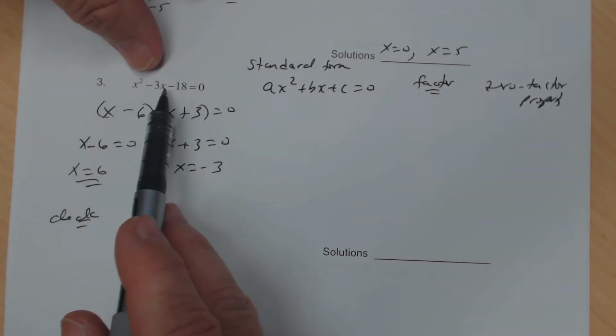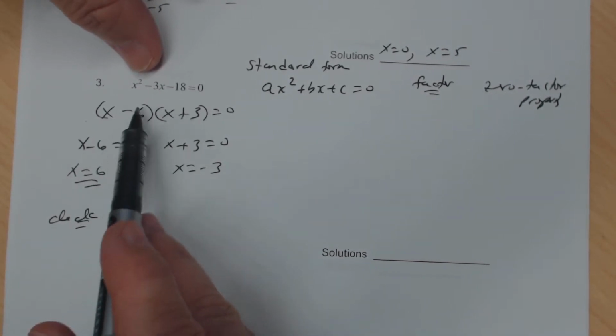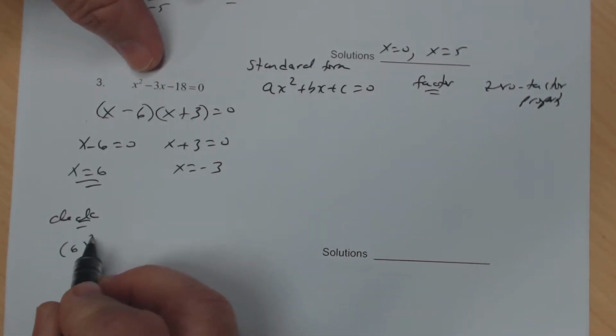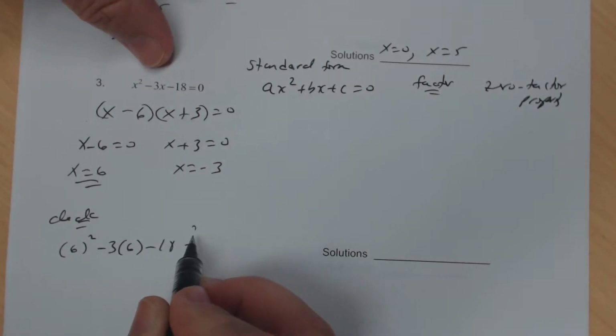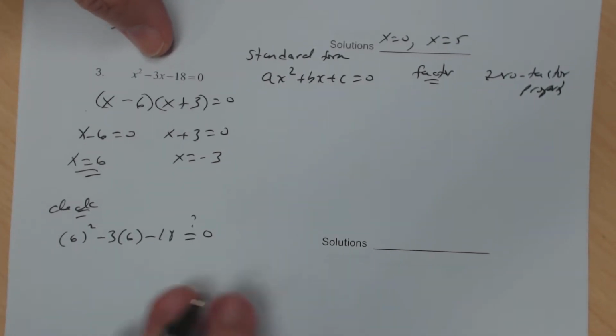So wherever you see an x, you're going to plug in 6. So I have 6 squared minus 3 times 6 minus 18, and I want to see if that's going to equal 0. Remember, all you're doing is checking.